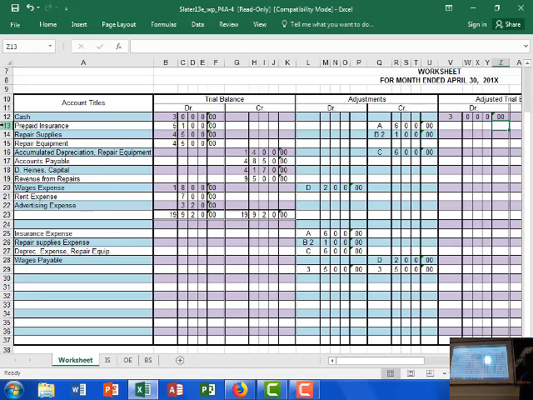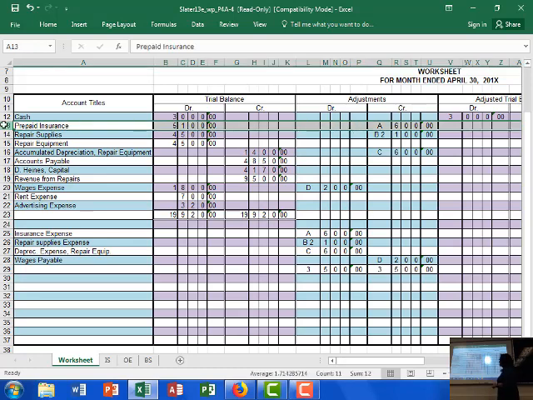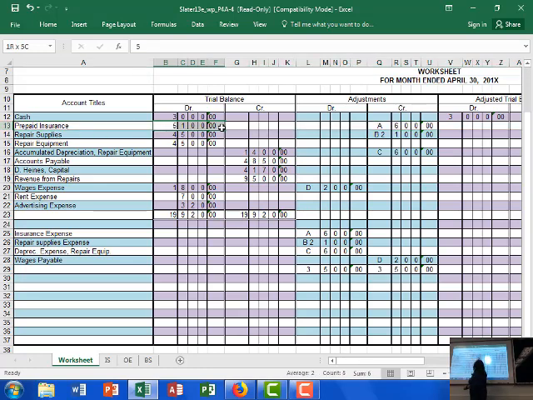Now, prepaid insurance. This is the amount that we started with. This is the debit. On our adjustment, we had a credit. When you have a debit and a credit, you subtract, correct? So what is our new balance for our prepaid insurance? $4,500? Correct. Now again, the reason that we're doing that is because we're showing the fact that we're using that money to pay our insurance.